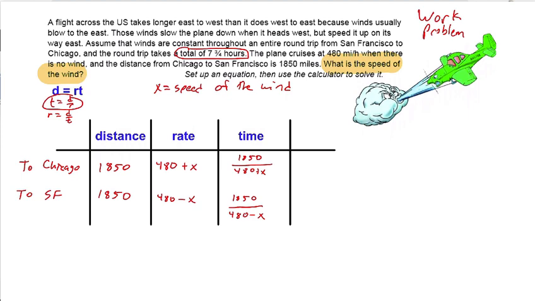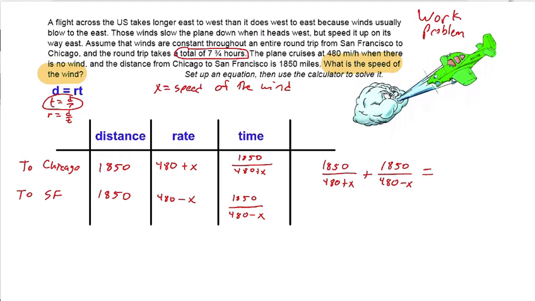So what I can say, since the total is 7 3/4 hours, is that if I were to add up these two times, so that's 1850 over 480 plus x, plus 1850 over 480 minus x, those two must add up to 7 3/4.